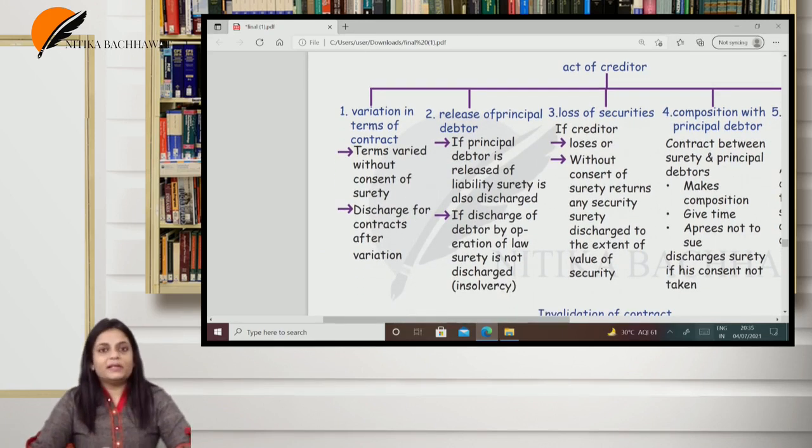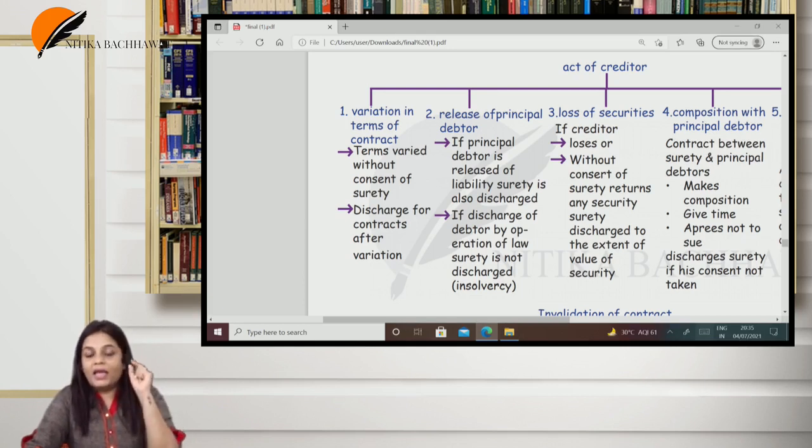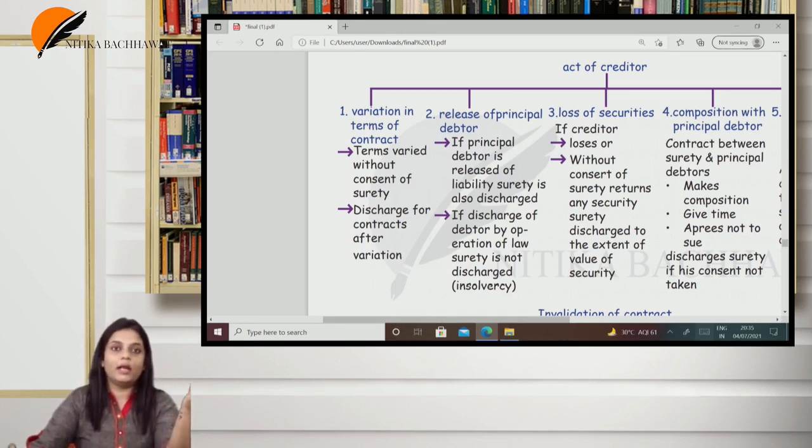Release of the principal debtor. I am liable only because the principal debtor is liable. If you absolve the principal debtor from liability, if you say, okay, principal debtor, you are no longer liable, obviously I will never be liable then. My liability is coextensive with the liability of the principal debtor. If you release the principal debtor, how will I be liable then? I am never liable then.